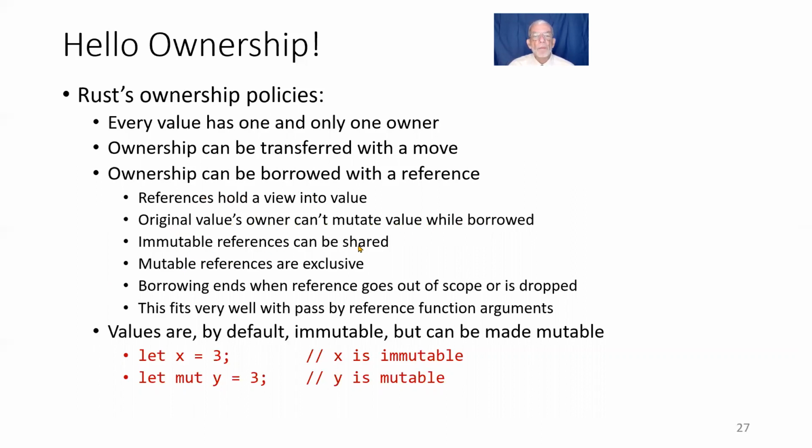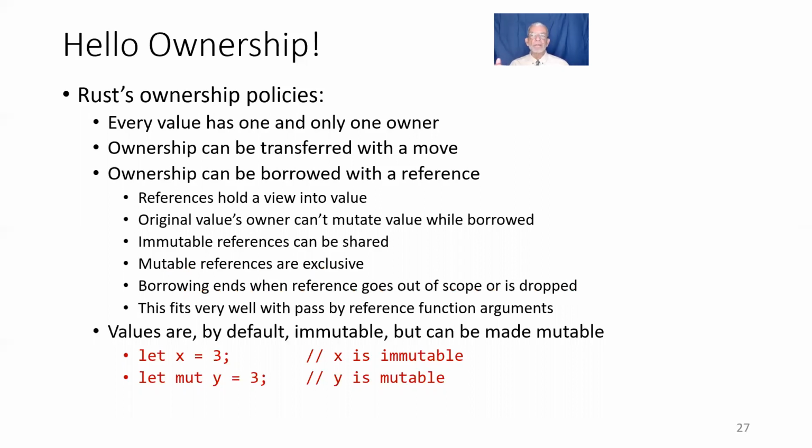Immutable references can be shared. This means I can have several immutable references pointing to the same memory location, same value. Mutable references are exclusive, only one. Borrowing ends when a reference goes out of scope or is dropped, and typically that happens.